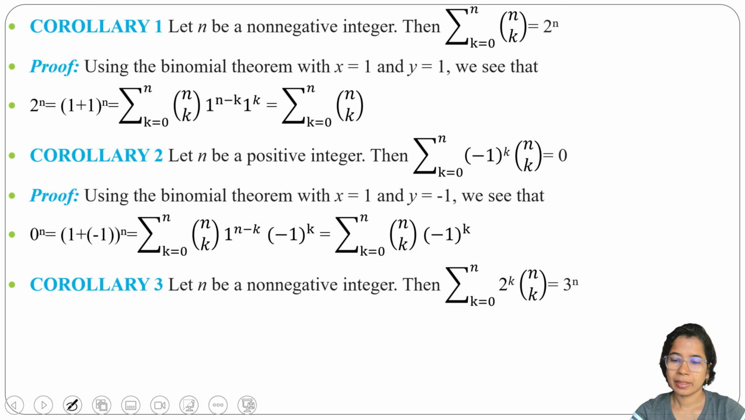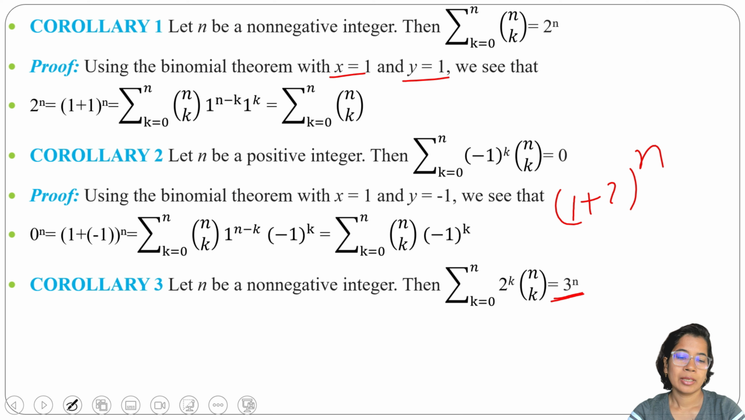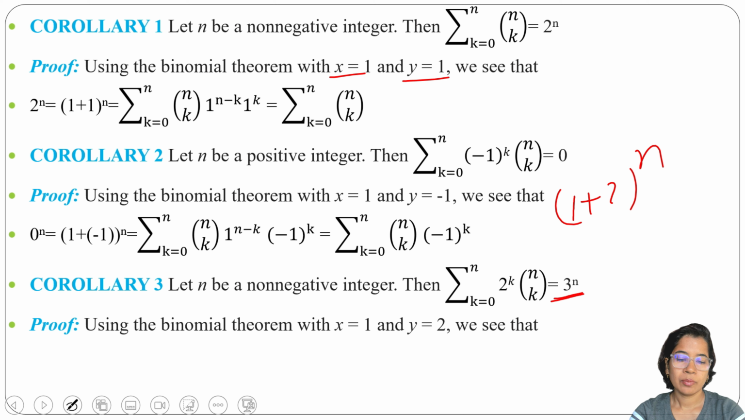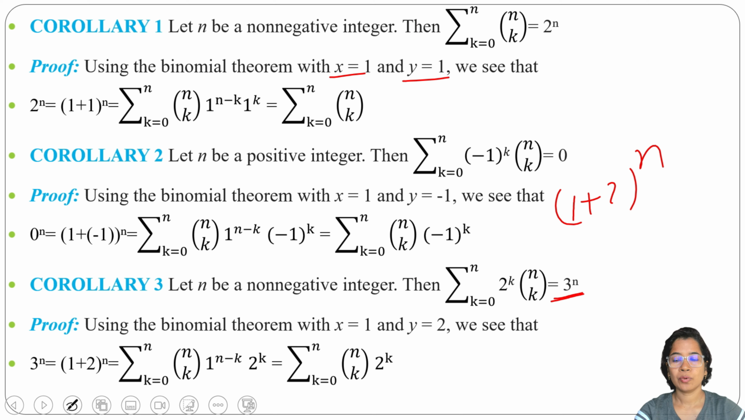Next, corollary 3. Let n be a non-negative integer, then the sum of k equals 0 to n of 2^k C(n, k) equals 3^n. This 3^n you can split as (1 + 2)^n. Like here we considered x as 1 and y as 1, here we will consider x as 1 and y as 2. So now with x = 1, y = 2, in place of 3 we can write (1 + 2)^n.